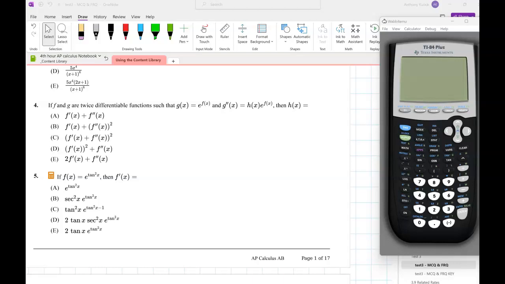So that's g prime, right? Now you need to get g double prime. That would be.